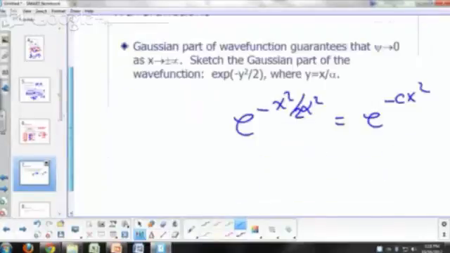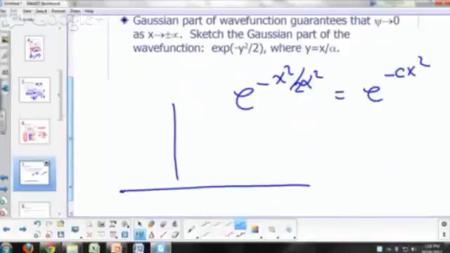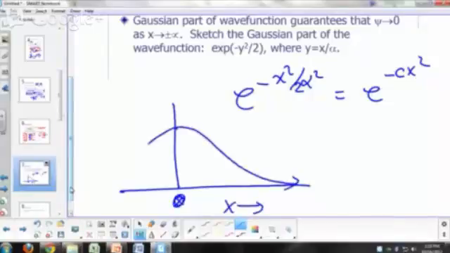That's a Gaussian. What does a Gaussian look like? A bell curve. And where's the peak of the curve? At x equals 0, right? So it exponentially drops as x increases. So e to the negative x squared. That's the Gaussian function.